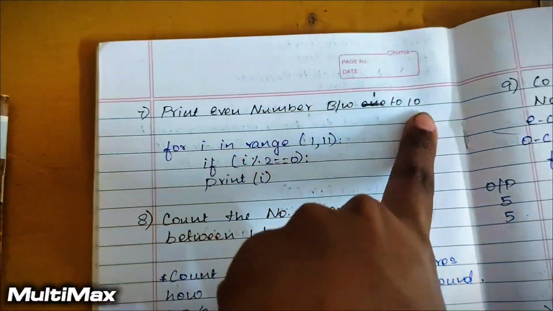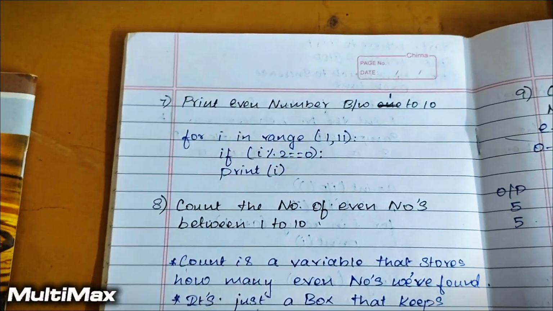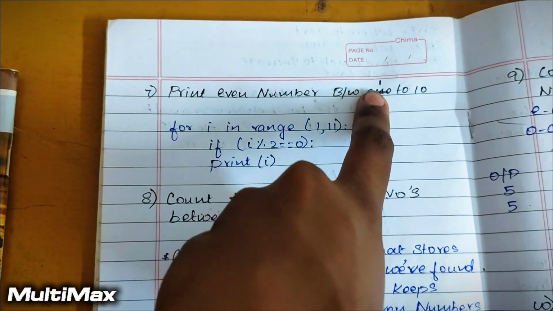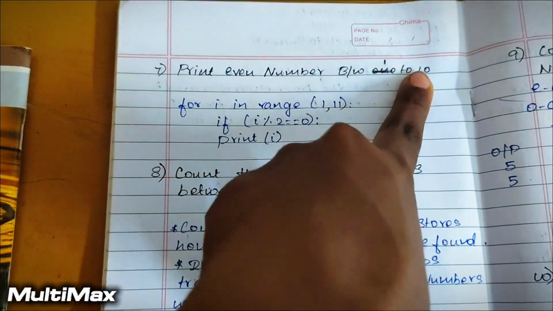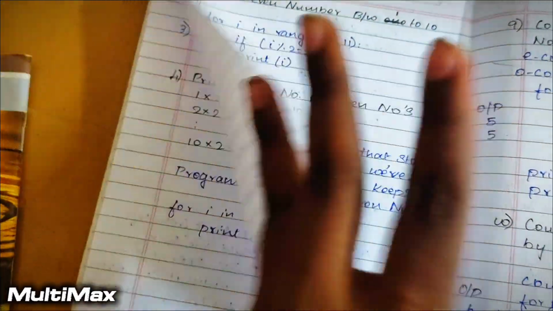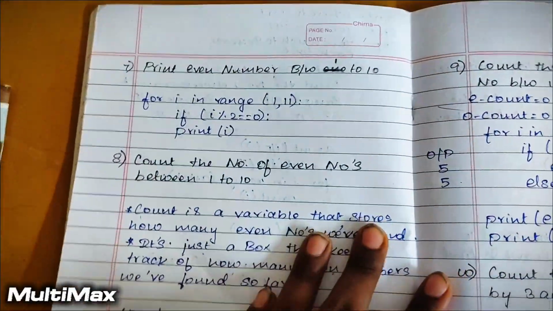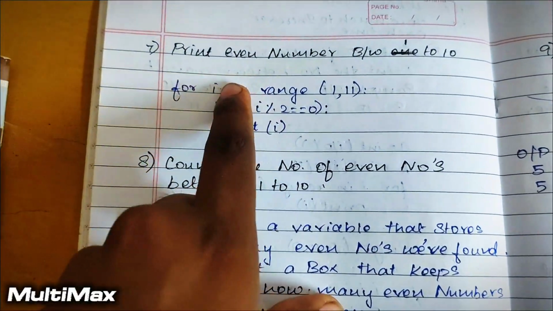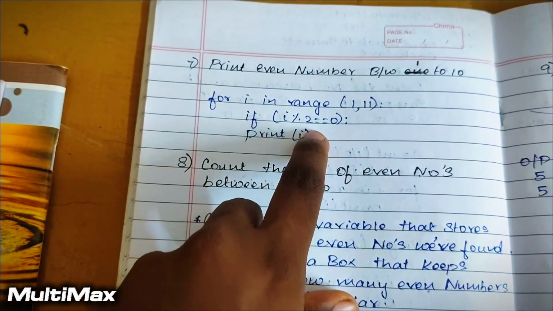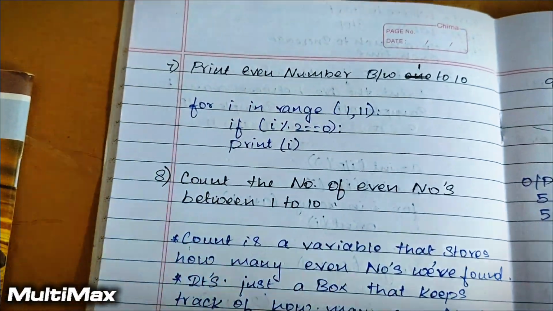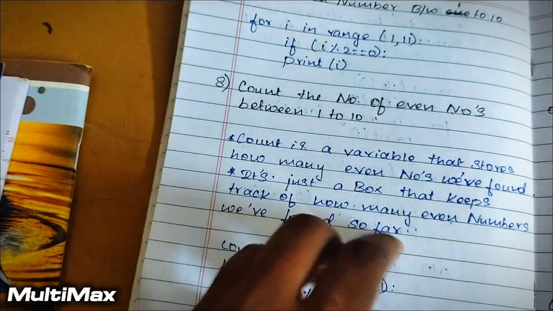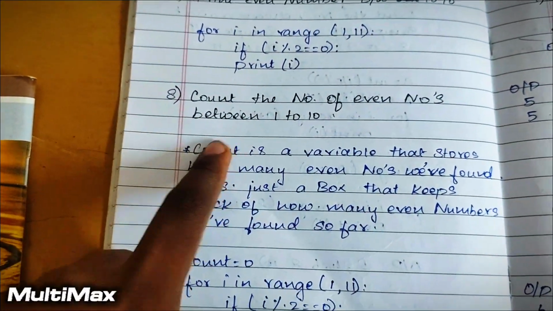Okay, print even numbers between 1 to 10. So it's very simple, guys. I think you yourself get an idea. For I in range 1, 11, I have to print from 1 to 10. That's the reason I have to print 10, that's the reason why I have put 11. And this question is not similar, but some logics are the same. Okay, if I take 1, 1 divided by 2 is not equal to 0, so I won't print. Otherwise I have to print. That's the thing given here. So like that I have to do step by step and count the number of even numbers between 1 to 10.